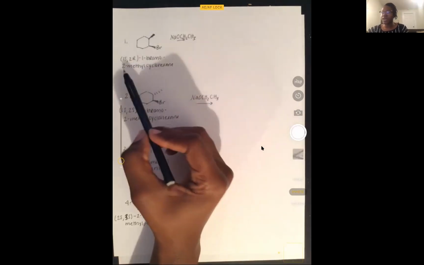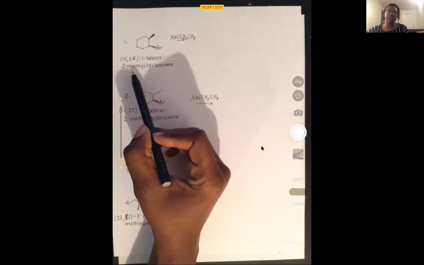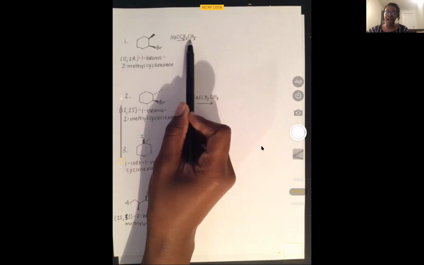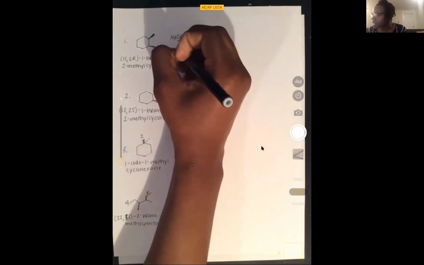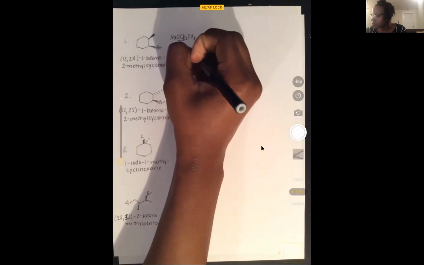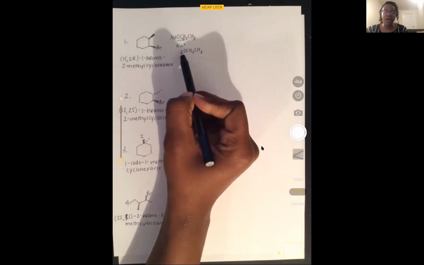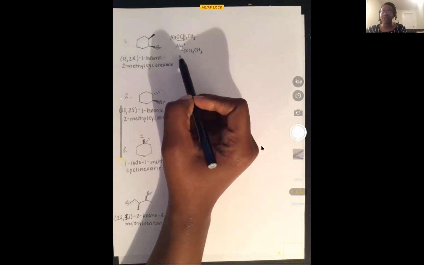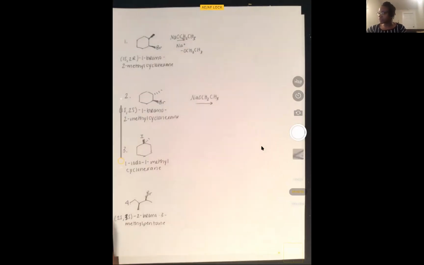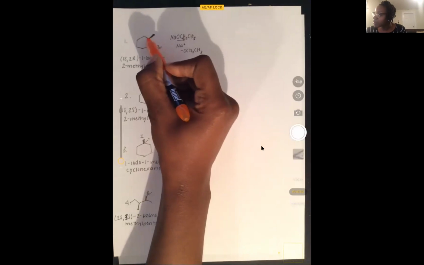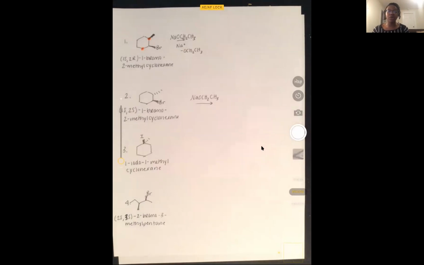So the first one, we have (1S,2R)-1-bromo-2-methylcyclohexane. And we have our base here that's going to be used to pull off a hydrogen. This base can also be written as the following, where here is your base and it's going to pull off a hydrogen that is anti-periplanar. So first let's look for our beta hydrogen. If we're focusing on our leaving group, this is the alpha carbon, this is a beta carbon, and this is a beta carbon. So we can pull off hydrogen from either one of these carbons.